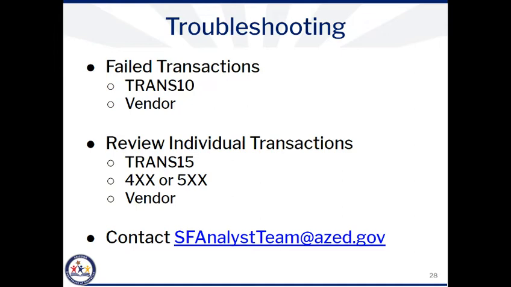Remember when I mentioned the ID numbers on the Trans 15 slide? When you are reviewing your Trans 15 report and see failed transactions with an ID in the 400 or 500 number range, you'll most likely need to contact your vendor to resolve those issues. You can also, of course, contact the analyst team at School Finance regarding questions on these reports. Again, please be sure to include state student IDs if your questions are regarding a specific student, or screenshots for questions regarding a specific error you are seeing on your reports.